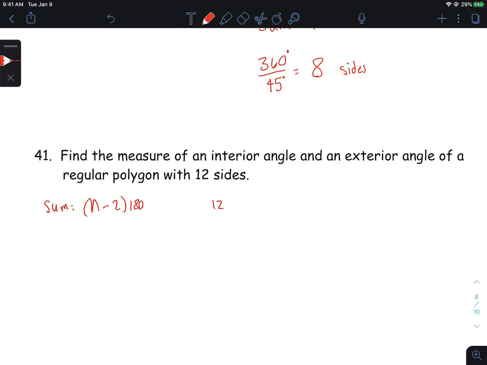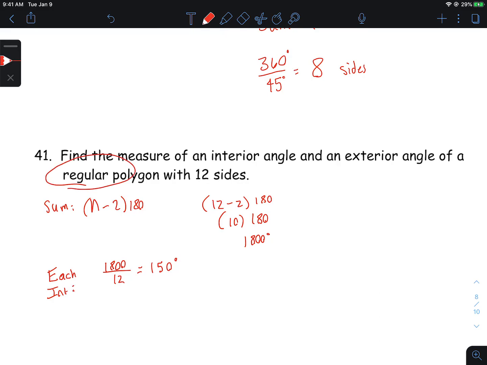So we'll go 12 minus 2, times 180. And then 10 times 180 right there. That'll be 1800 degrees. And then take that 1800 degrees and divide by the number of sides. So we had 12 sides there. I'll need a calculator for that. It comes out to 150 degrees, and that's each interior angle, as long as it is a regular polygon, meaning that all angles and all sides are the same length.